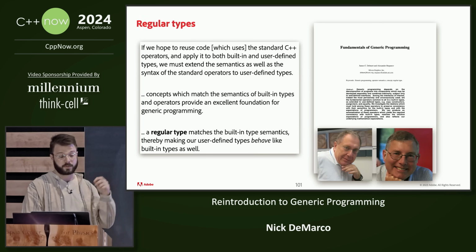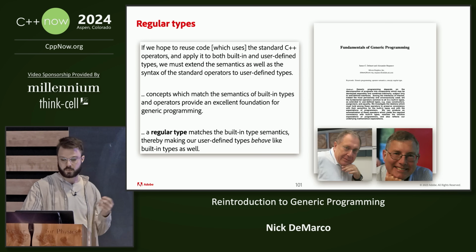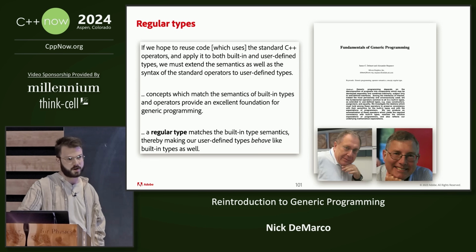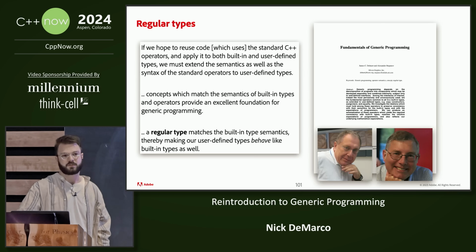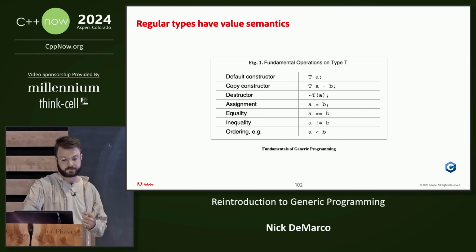In the same article that I referenced earlier, Stepanov and Dehnert give us a definition. They say, if we hope to reuse code which uses the standard C++ operators, we must extend the syntax and semantics of the standard operators to user-defined types. And a regular type, then, matches the semantics of built-ins, making our user-defined types behave like built-in types as well. So a regular type matches the semantics of a Boolean or an integer or a character or a pointer. In other words, it has the semantics of a value.